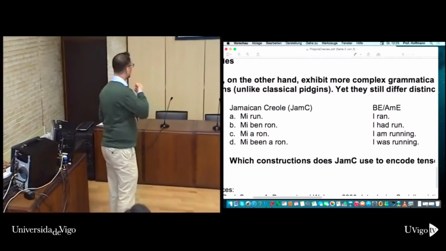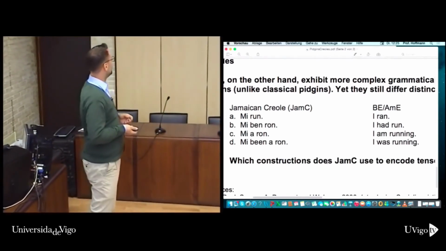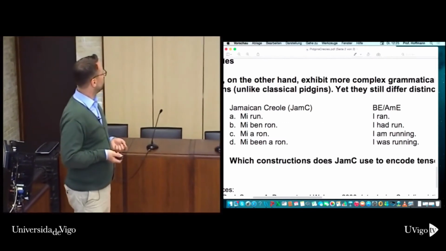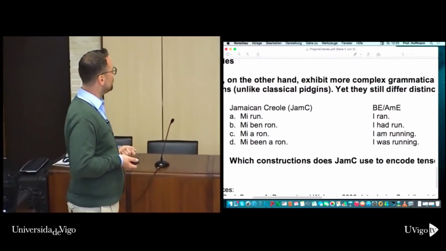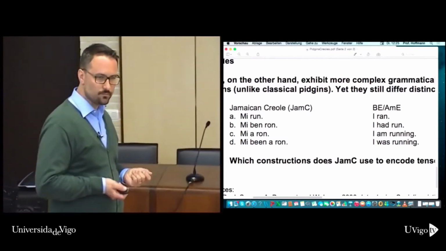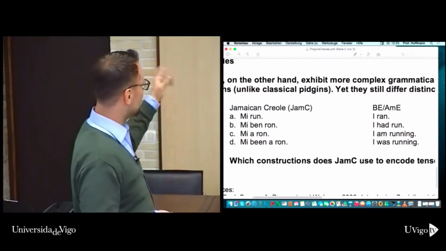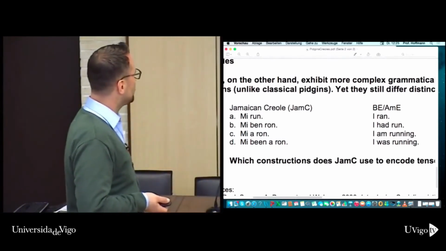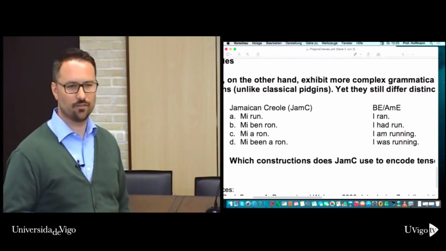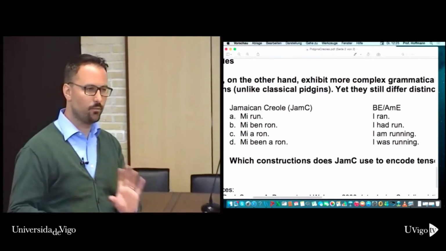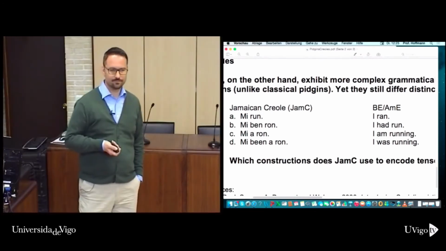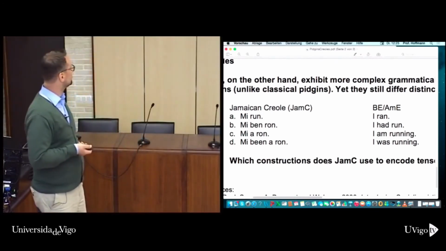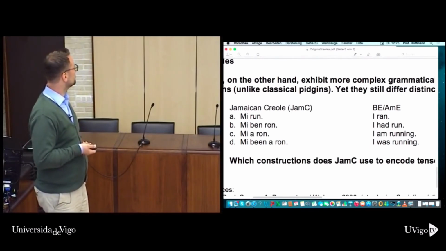If you've got Jamaican Creole, mi run, mi benron, mi ron, mi benaron, and these compare with British American English, I ran, I had run, I'm running, I was running. Okay. If you do a contrastive analysis of these, which grammatical markers do you identify first of all? Let's start with that way, and then we can think about them from a construction grammar perspective. Tense again, through the use of ben, bing.